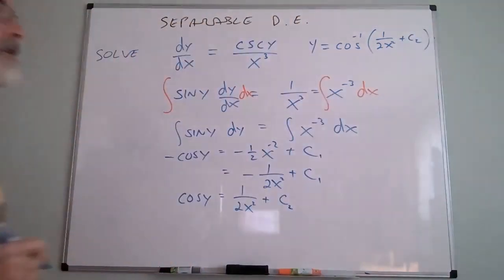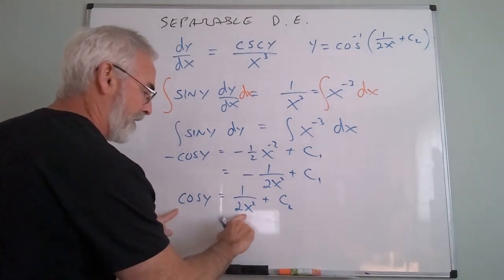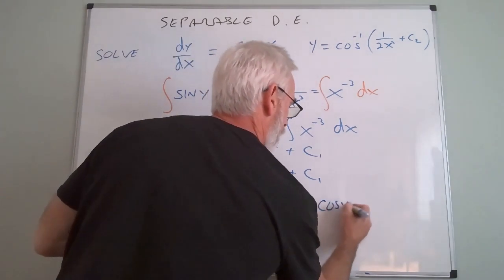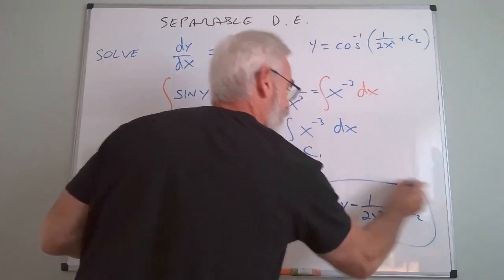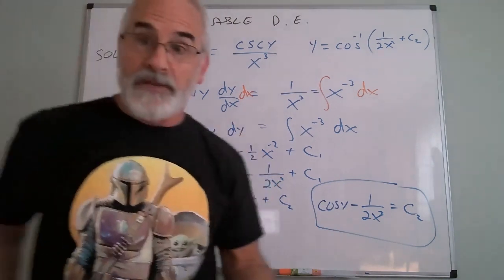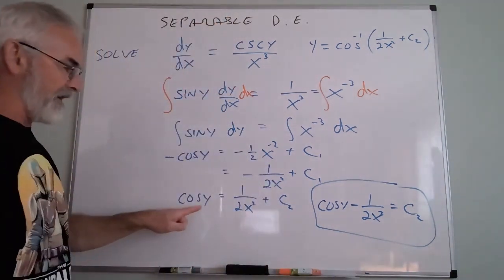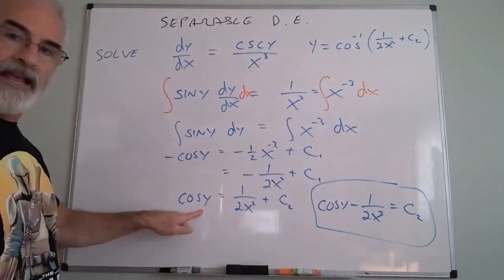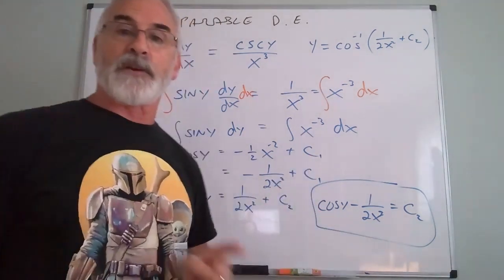This is an absolutely correct, acceptable answer. But another version of this answer would simply be to put these two on the same side and write it as cos y minus 1 over 2x squared equals c2. This would be equally acceptable because there's just less work in arriving at that. And if it were possible, it would even be acceptable to solve for the x. So generally, the rule of thumb is if you can isolate the y, do so. And if you can't, don't worry about it. Just put x and y on the same side. That's still considered an acceptable answer.